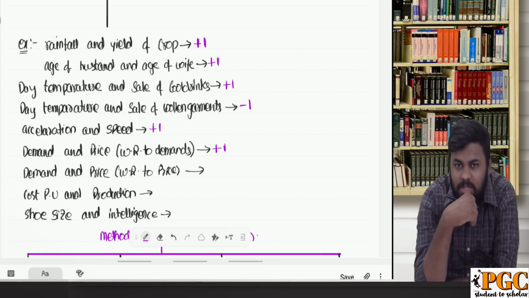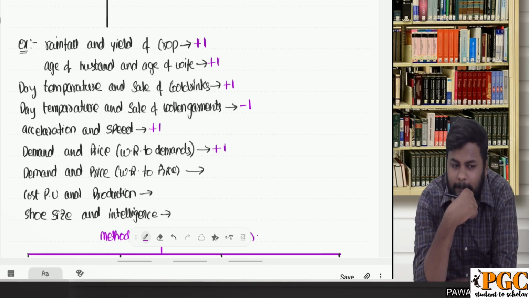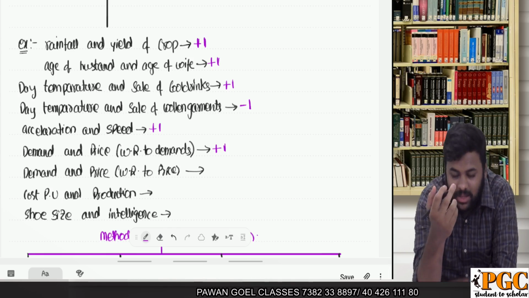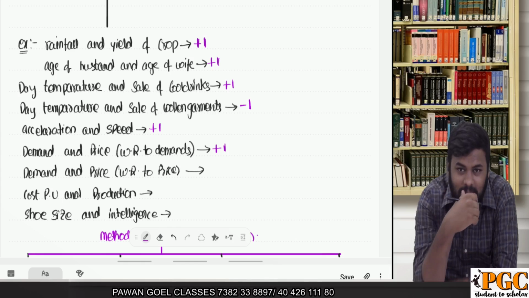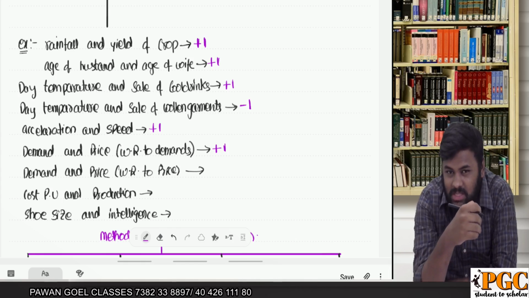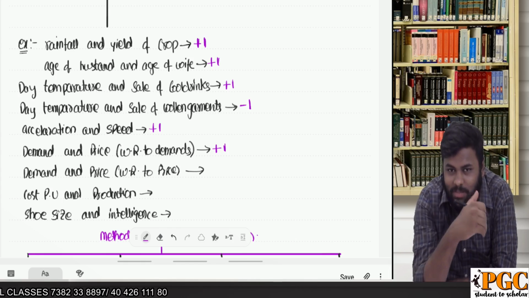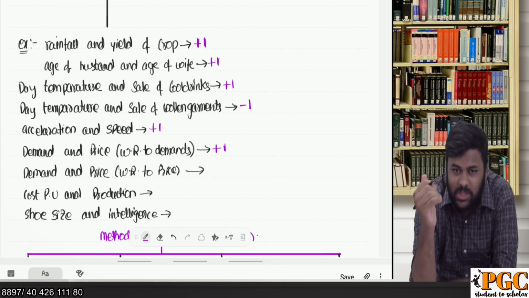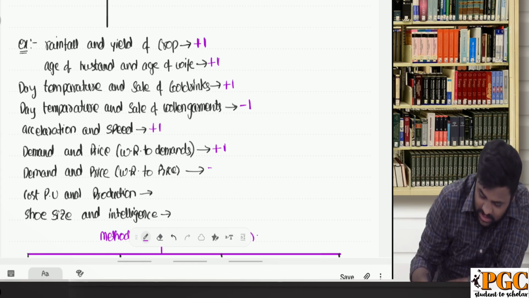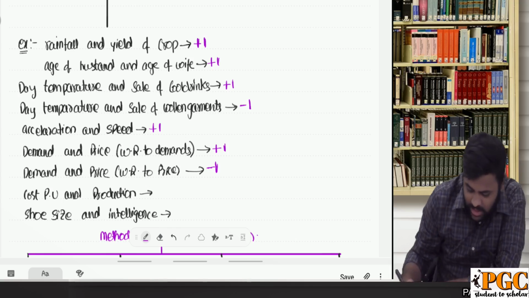Demand and price with respect to price. I guess here functions the law of demand. So as the price increases, people tend to consume less. So demand decreases. As the price decreases, people tend to consume more. Demand increases. So the relation is -1.